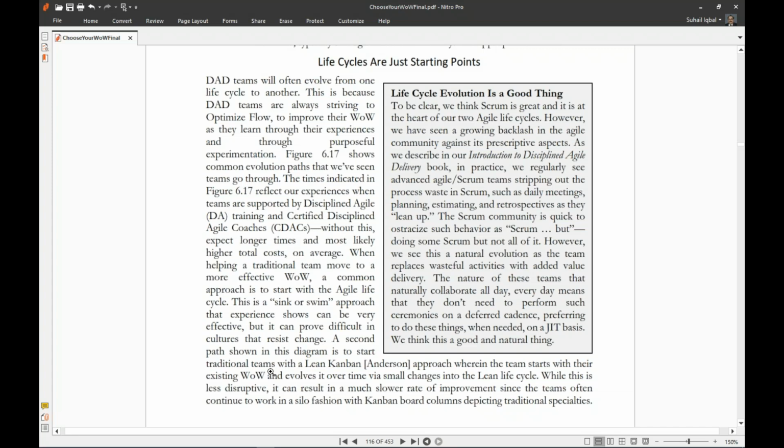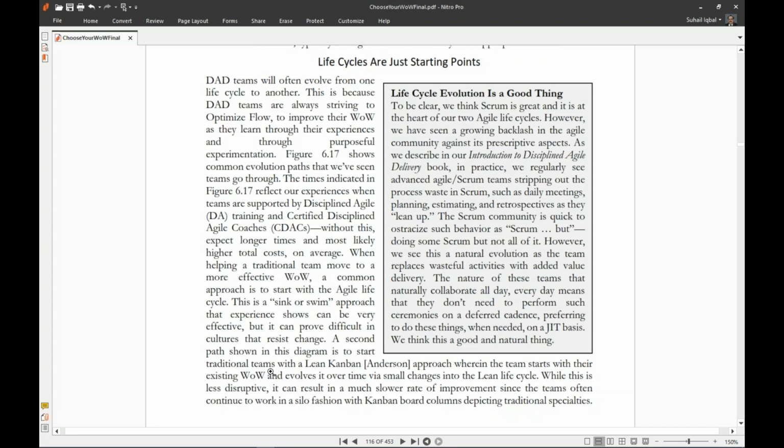Life cycles are just starting points. DAD teams will often evolve from one life cycle to another. This is because DAD teams are always striving to optimize flow to improve their WoW as they learn through their experiences and through purposeful experiments. Figure 6.17 shows common evolution paths that we have seen teams go through.